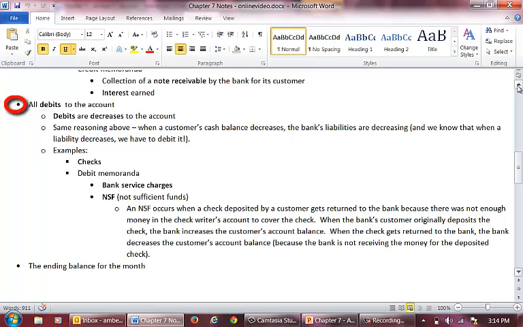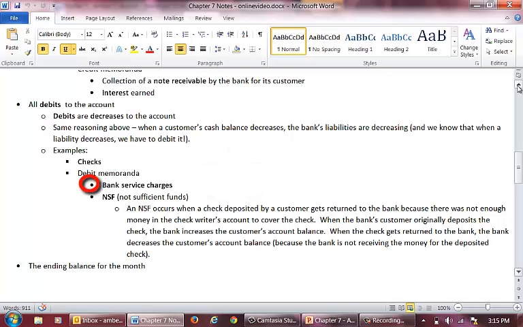Again, I know this seems strange, but it's the same logic as credits. When a bank's customer makes a withdrawal, the bank's liabilities are decreasing because it now has to hold less money for its customer. We know from Chapter 3 that when a liability decreases, we must debit it. Thus, decreases in customer balances are called debits. Examples of debits are checks and debit memoranda. There are two examples of debit memoranda.